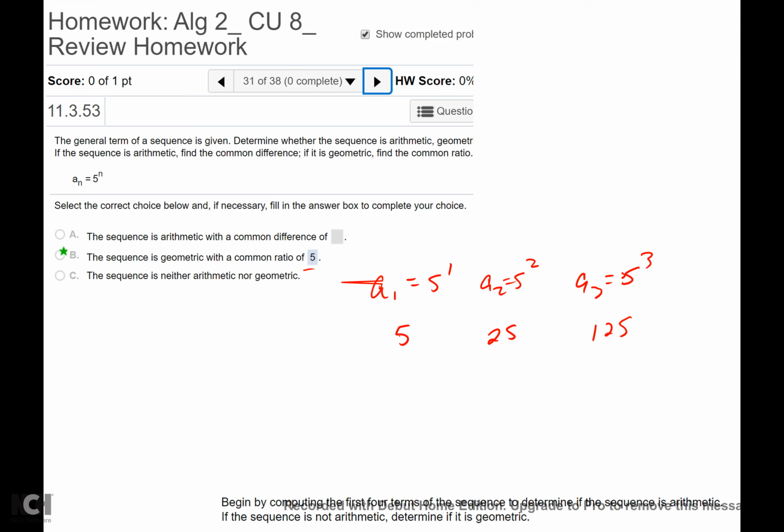To get every term, 25 divided by 5 is 5. 125 divided by 5 is 5. So the common ratio is 5, and it's geometric.